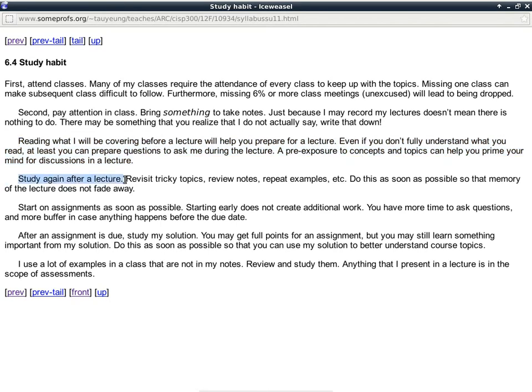Also, you can study right after a lecture because your mind is still fresh. That stuff is still in your head, in your mind. So if you study right after a lecture, it really helps compared to studying like a day after the lecture. Start on your homework assignments as early as possible. Procrastination does not help. We already know that, but we still do it, right? I procrastinate sometimes.